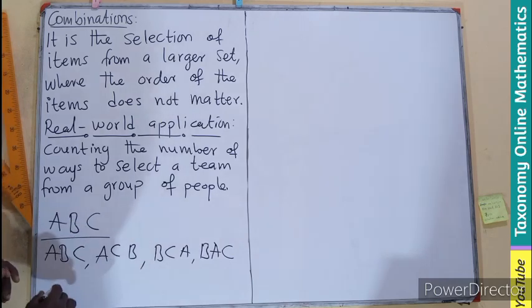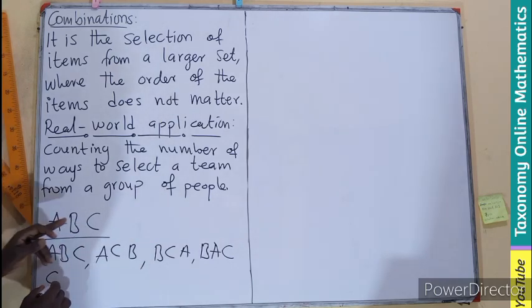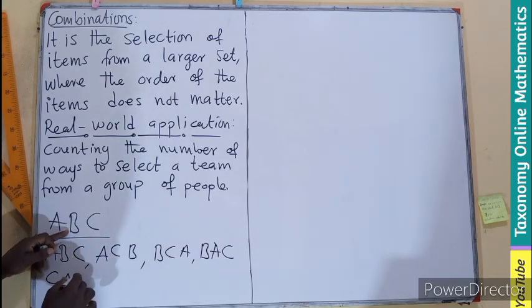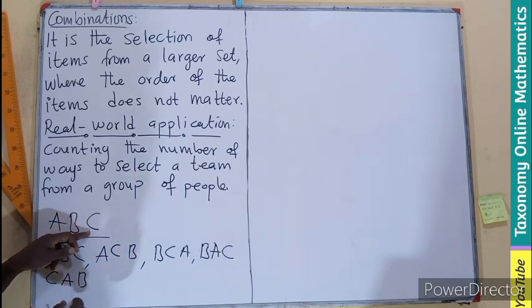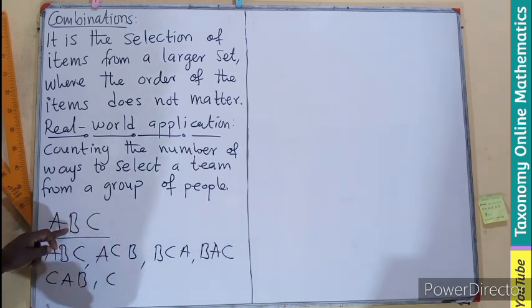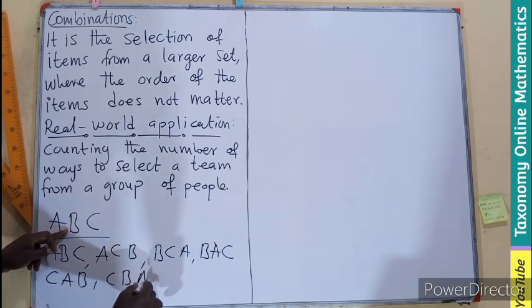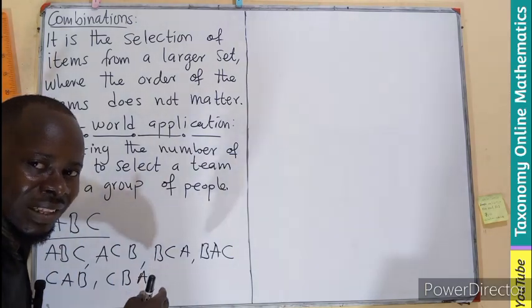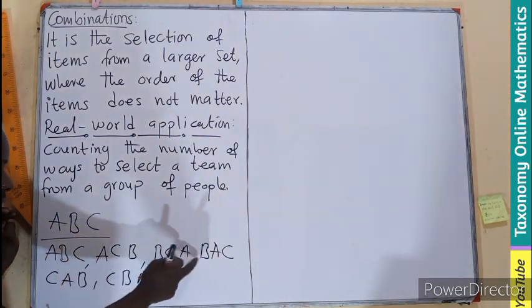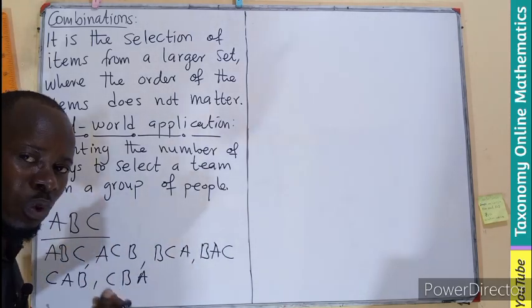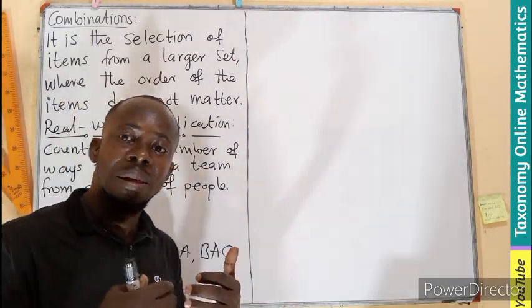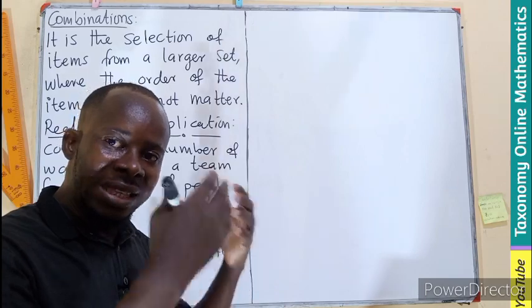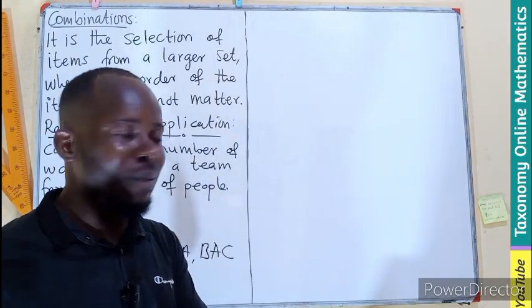How about C beginning it? When C begins, I can come back to A and B. Or C is beginning and I am coming back to B and A. These are the various arrangements that we can get. So we are having 1, 2, 3, 4, 5, 6, which explains the permutation.